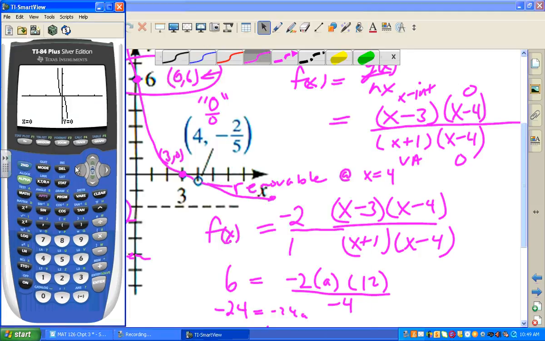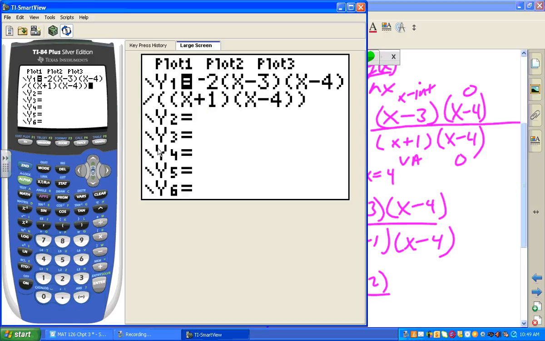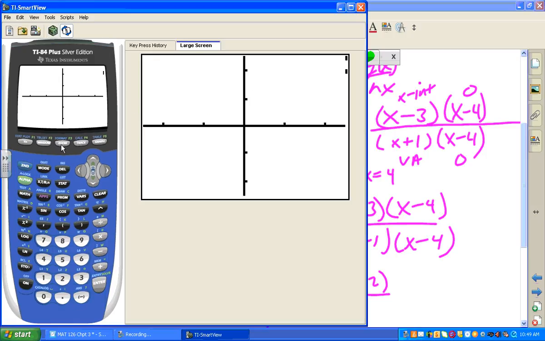Oops, not that one. View, show, hide, y equals -2, parentheses, x minus 3, x minus 4. You need a double parentheses in the denominator for grouping and one for factoring. x plus 1, x minus 4. Okay? And then that's my numerator, and this is for my denominator, so I need an extra set. Graph it out. Oops, zoom 6.